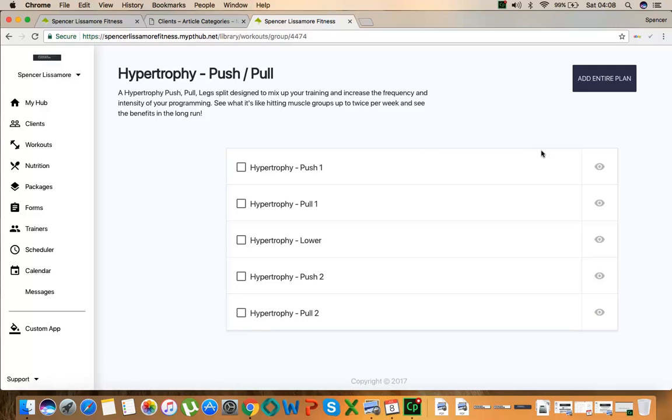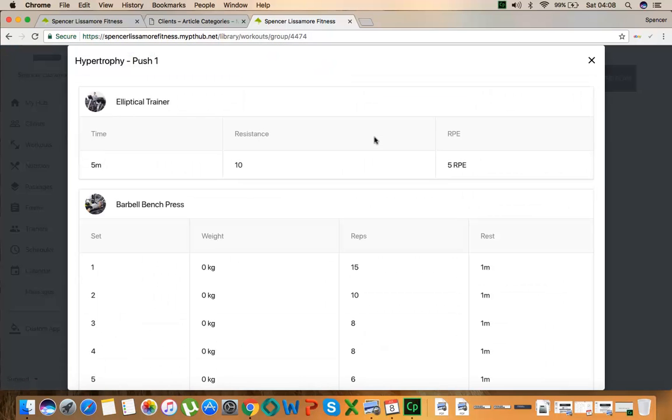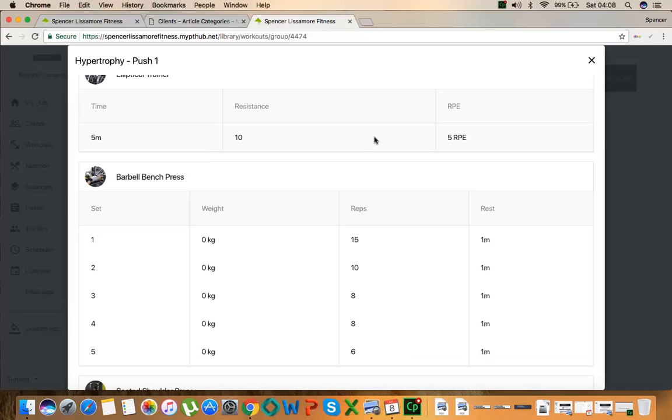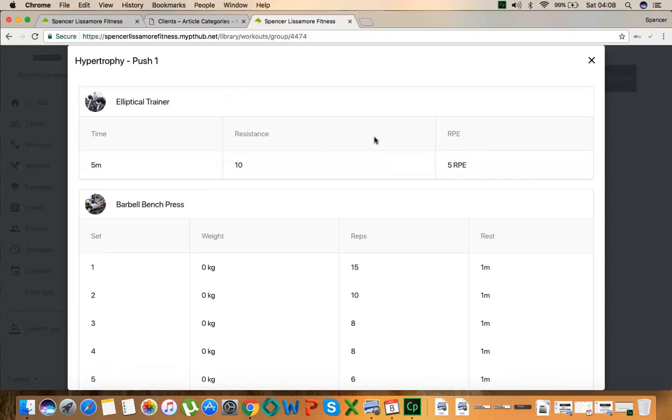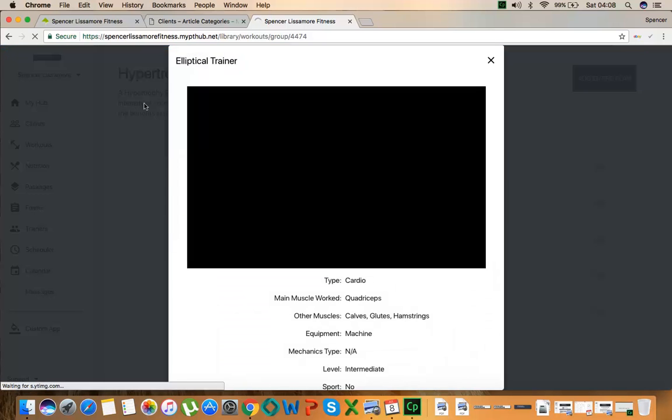And as you can see, me and Jason have been able to incorporate that into a new routine, starting with a warm-up, 5 minutes on the elliptical, resistance at 10 with an RPE, rated perceived exertion, of 5, so you're not going too deep.